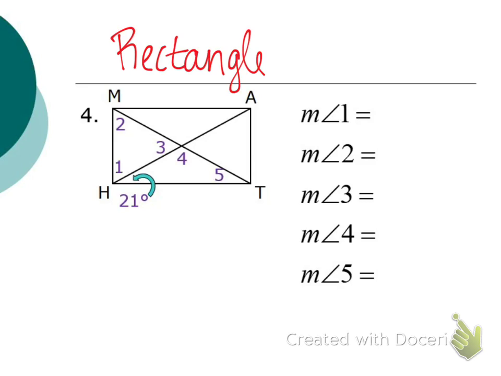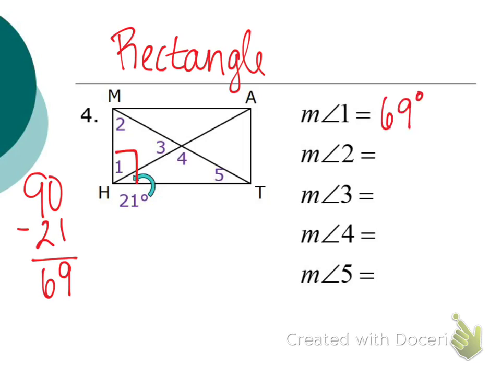So, the measurement of angle 1, how are we going to find that? Close. You got the right idea. 90 minus 21. Okay, so we know that if this is a rectangle, that is a right angle. So to find the measure of angle 1, we're going to take 90 minus 21 degrees. What do we get? 69. So the measure of angle 1 is 69 degrees.